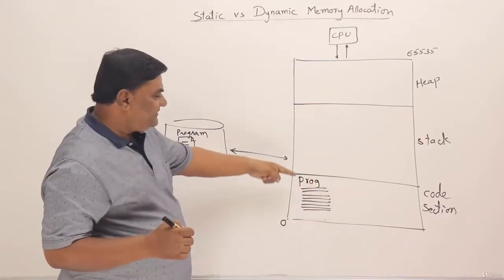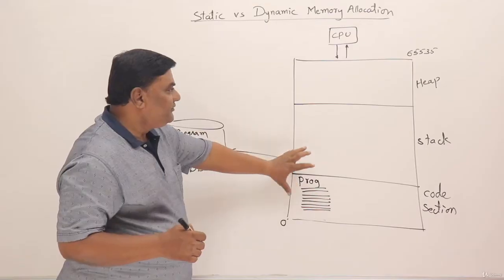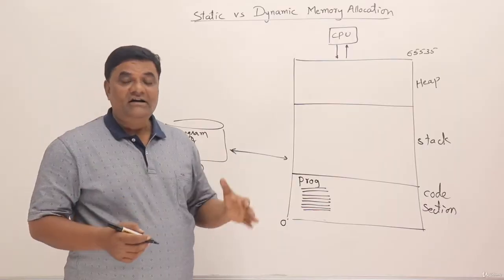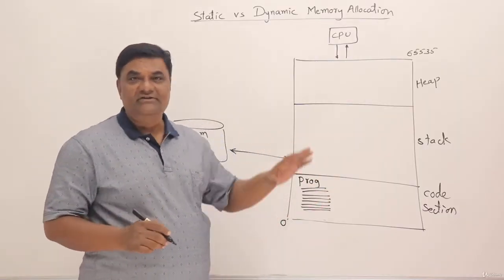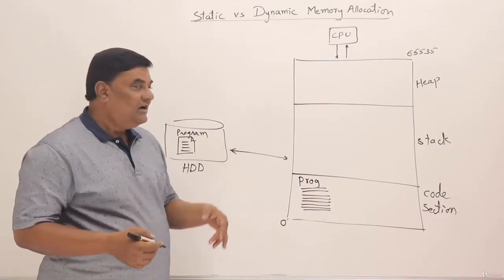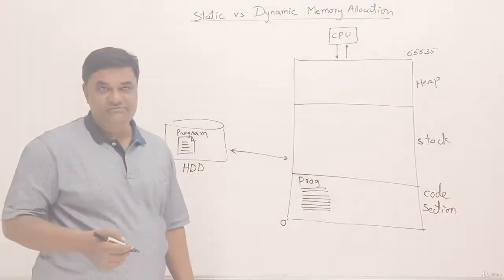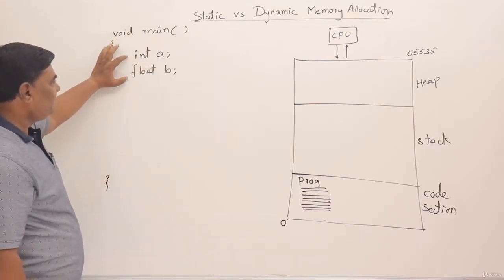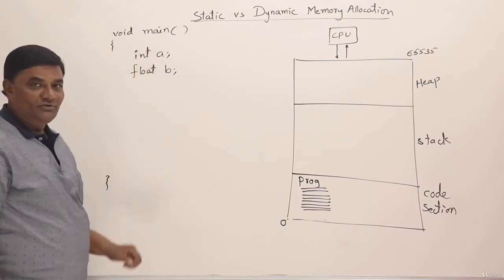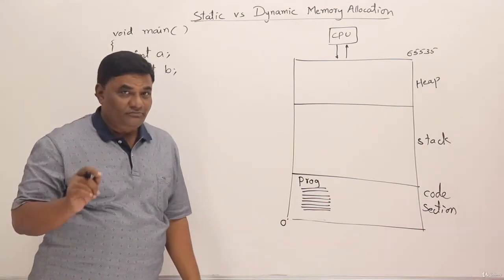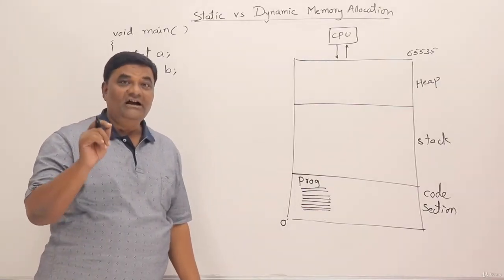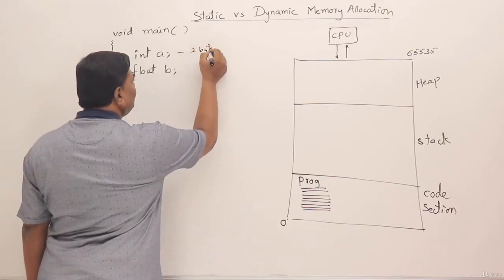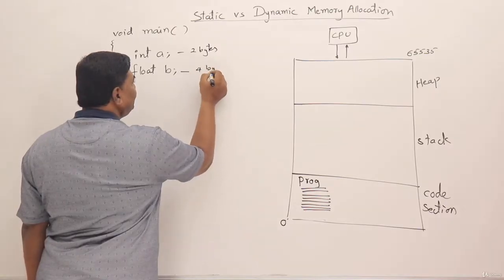Now once it is loaded, the CPU will start executing the program, and this program will utilize the remaining memory, divided into stack and heap. Now let us learn how the stack and heap work. I will take an example code and show you how stack memory is used and how heap memory is used. I have taken an example code here. See, this is my main function. It has 2 variables. One is of type integer, the other one is of type float. Now listen carefully, I am assuming here that integer takes 2 bytes and float takes 4 bytes.